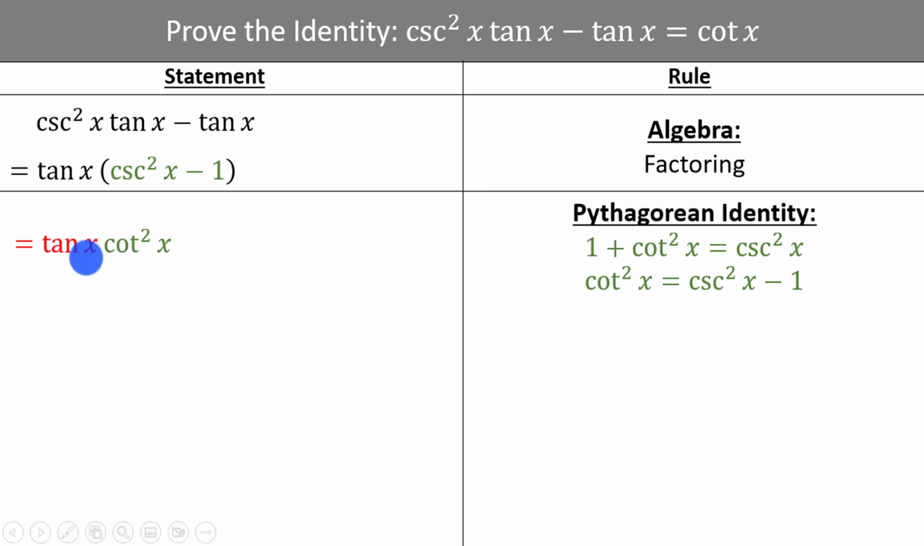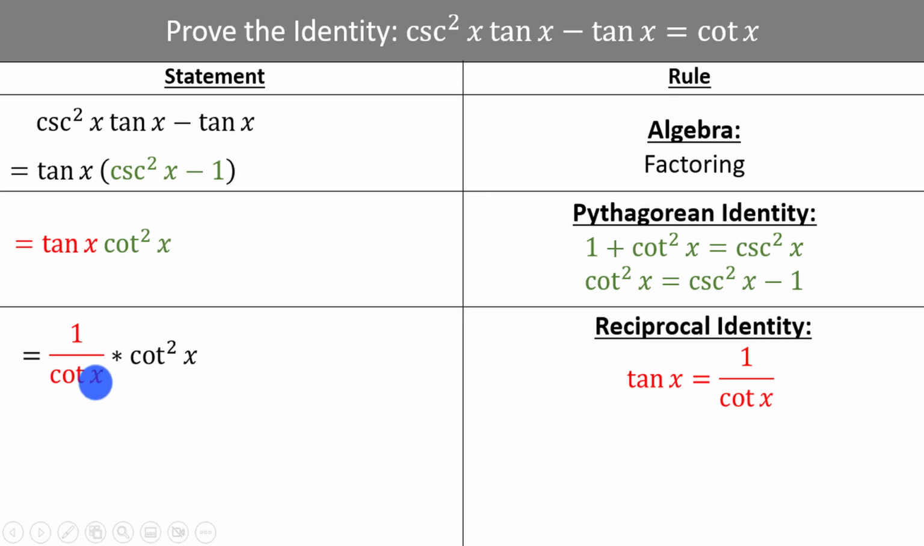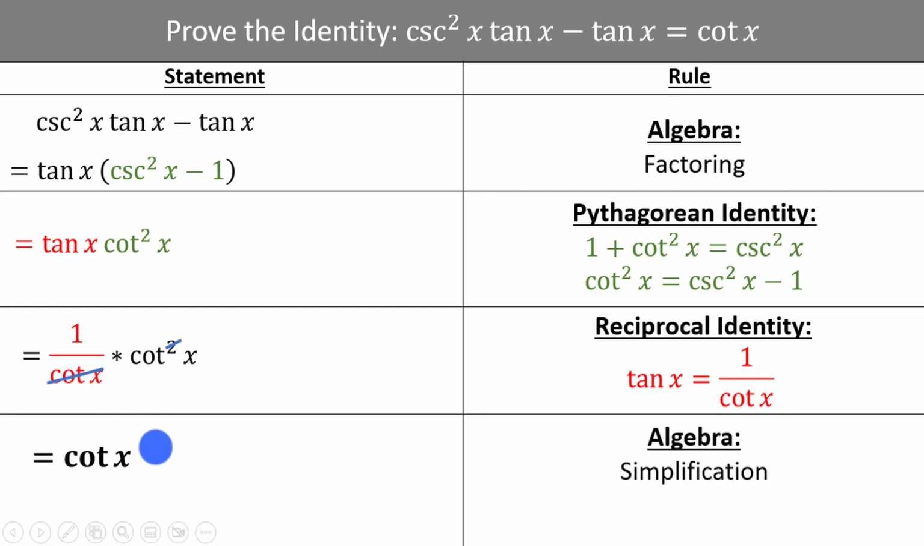We know that tangent is the same thing as 1 divided by cotangent, by the reciprocal identity. That allows us to cancel one of the cotangents. We are left with just cotangent of x, which is exactly what we wanted. We have completed our proof.